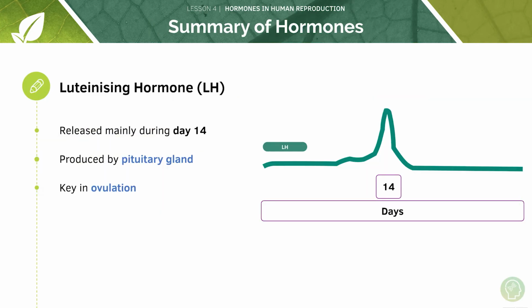Now, just to summarise these hormones, because we've been through quite a few and I don't want you to get confused, let's go through each one. So we have luteinizing hormone, which, remember, is produced by the pituitary gland, and it's key in ovulation, so it's key in the release of our egg from our ovaries, and it's released mainly during day 14, so in the middle of our cycle. And that kind of makes sense because, remember, we don't want to release our egg when the uterus lining has broken down, which is around this stage.